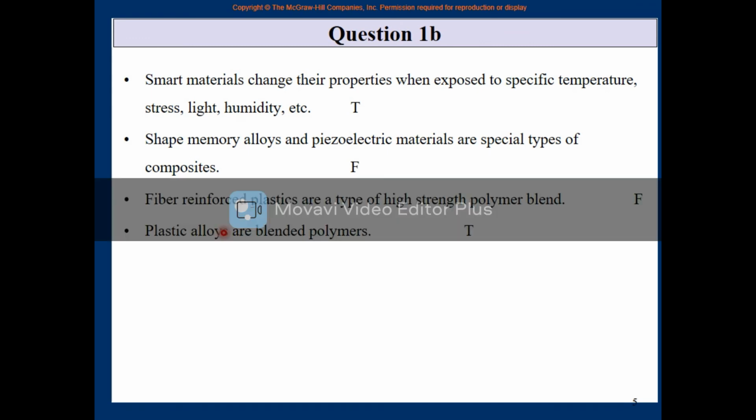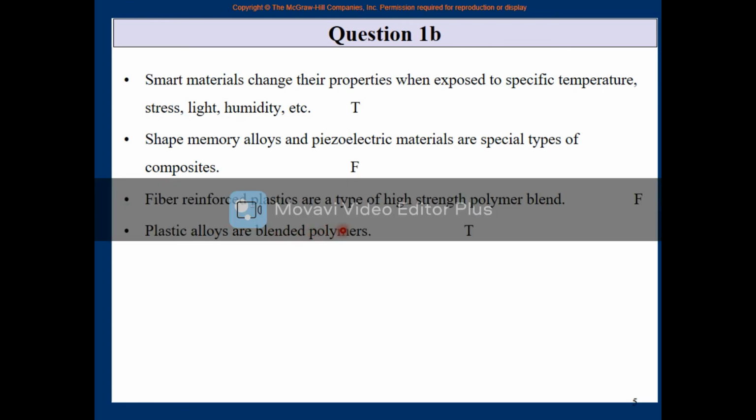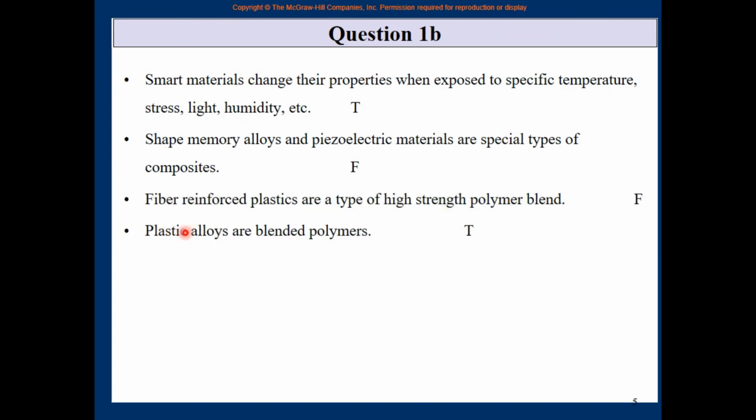Plastic alloys are blended polymers. This is very true. Normally, alloys is a word that we use for metals. When we mix a metal with a non-metal or one metal with another metal without doing any chemical reaction, we say we have made a metal alloy. And usually for polymers, we use the word blends. When we mix different types of polymers for special properties, we say it is a polymer blend. But sometimes we also call it a plastic alloy. So it is the same thing. So this is true.